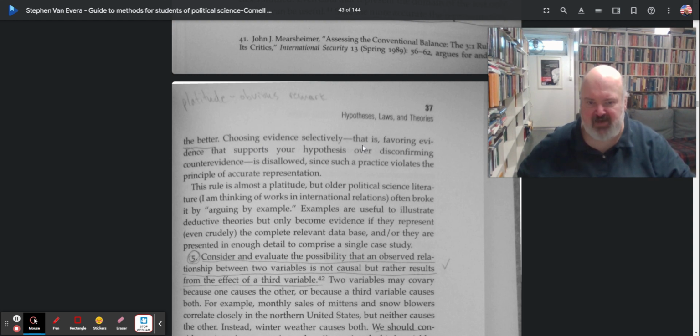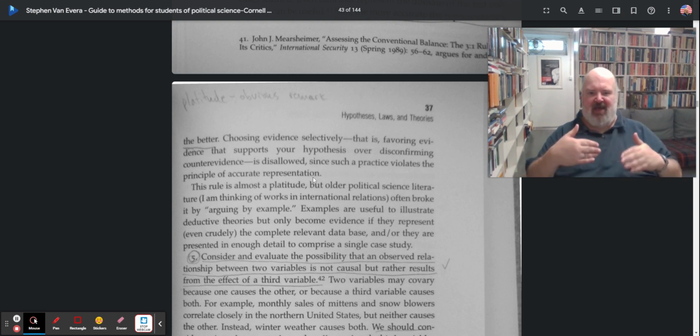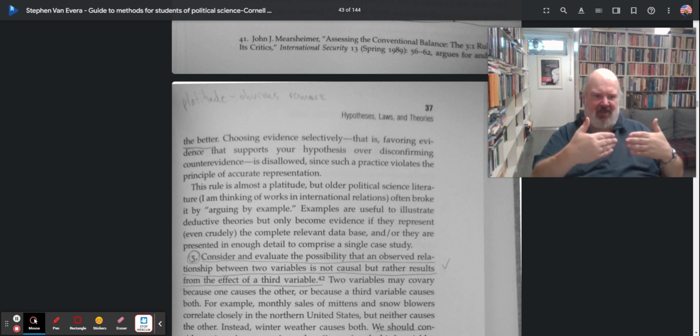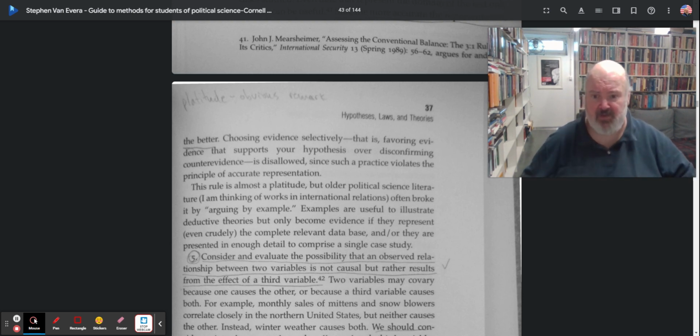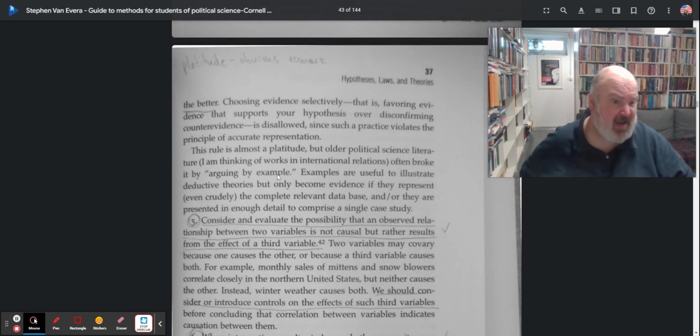Choosing evidence selectively, that is, favoring evidence that supports your hypothesis, or disconfirming counter evidence, is disallowed, since such a practice violates the principle of accurate representation. So therefore, you can't choose your evidence, favoring one type. That's cherry picking, right? Or you eliminate evidence that disfavors your point, or collect only evidence that supports your hypothesis. It violates the principle of accurate representation, right? This is bad science. This is unethical behavior in that sense.